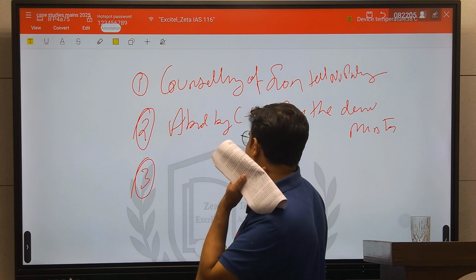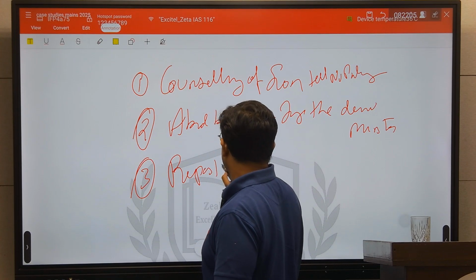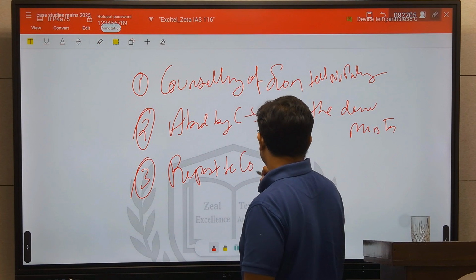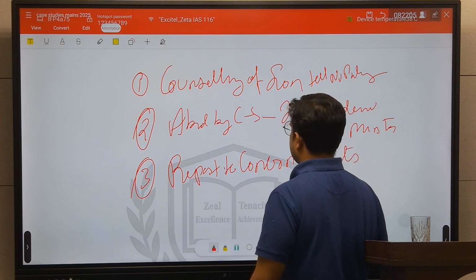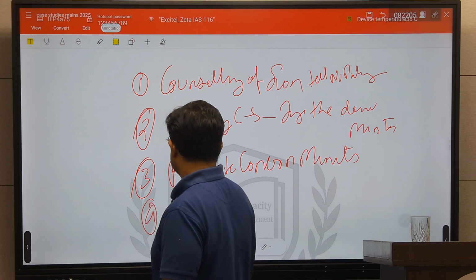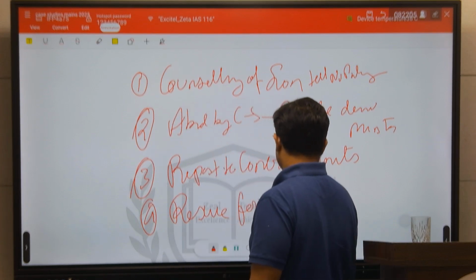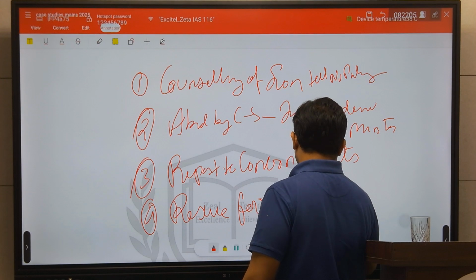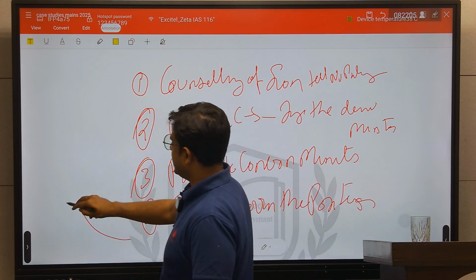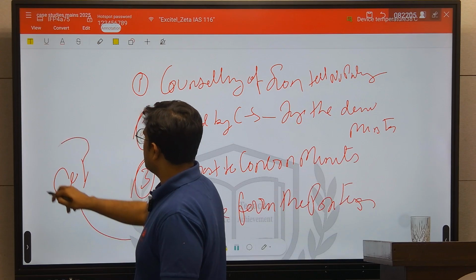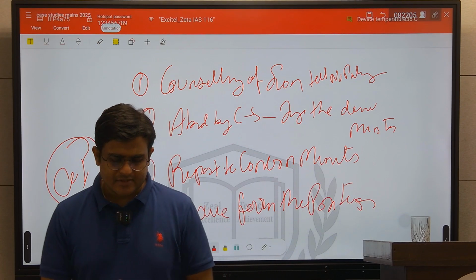Next option can be to report to the concerned minister. Fourth can be to recuse from the position. As there seems to be a conflict of interest, you seek a transfer or move out from that decision. These are the options available.